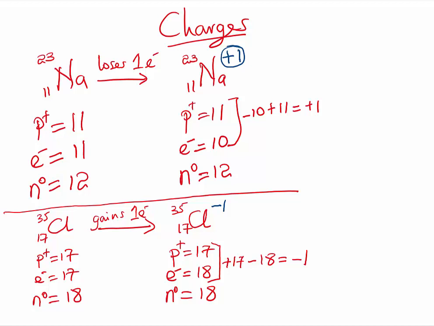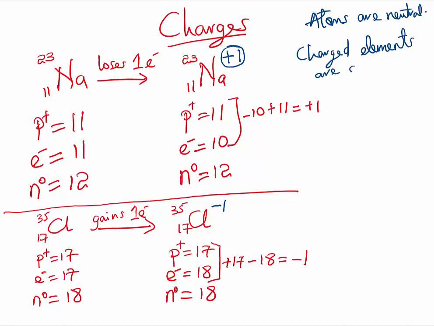Now, there is one terminology that is very essential that you should know here. Atoms are neutral. We already know that. So when you have an element with a charge on it, can we still call it an atom? No. Charged elements are called ions.